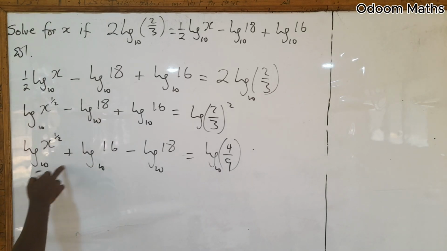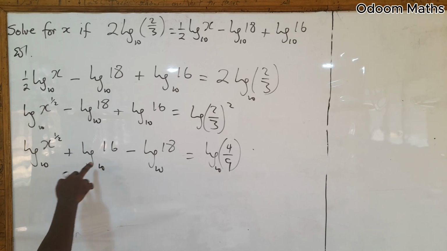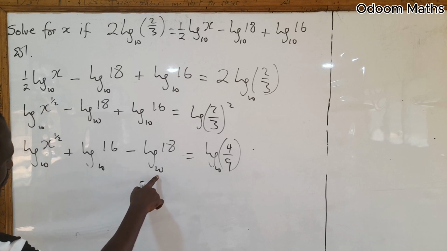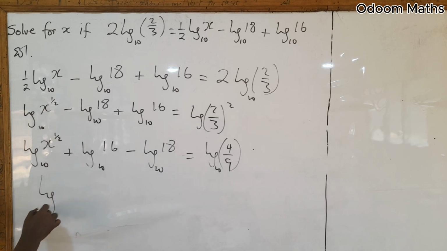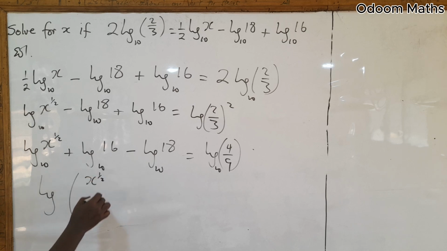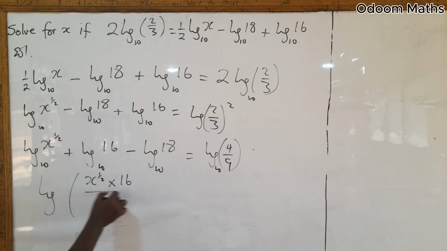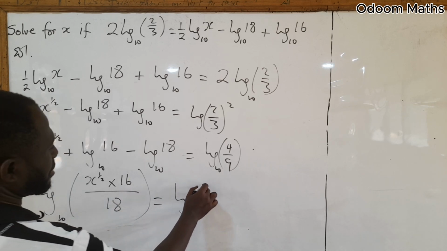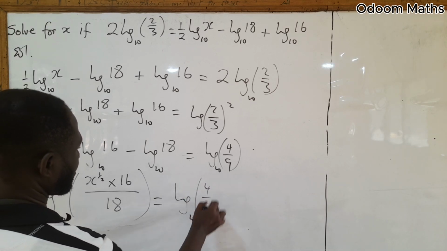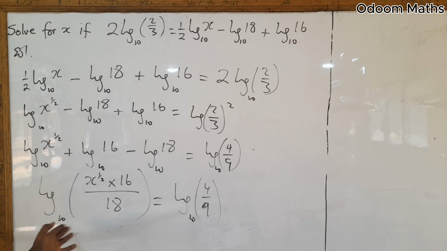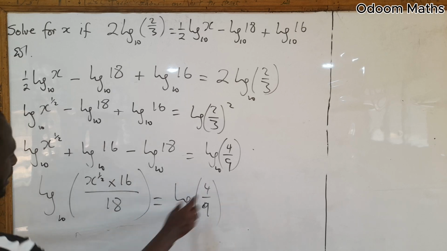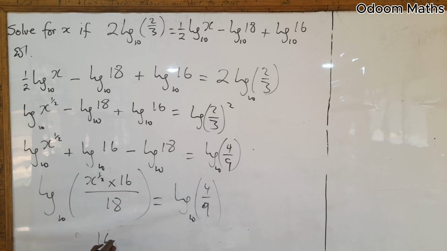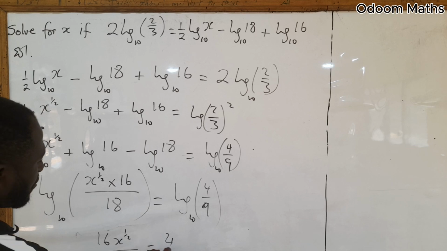So this and this are added with the same base, and then they are all being subtracted by this one with the same base. So that is log into brackets x to the power half times 16 over 18 all base 10, and that is equal to log 4 over 9 also in base 10. Okay, and if this is happening, we know we can just equate this and this one. So this and this becomes 16x to the power half over 18 is equal to 4 over 9.